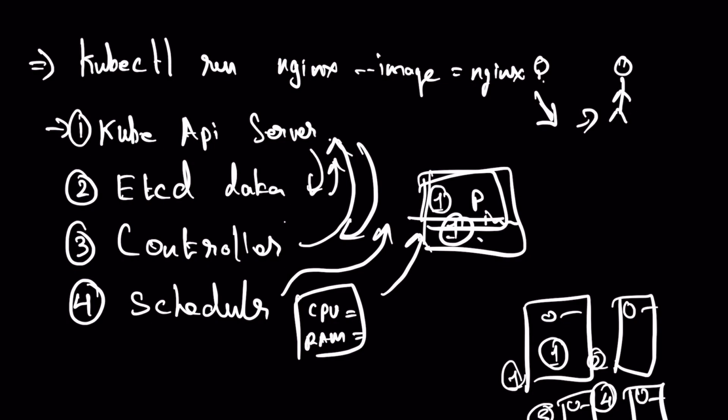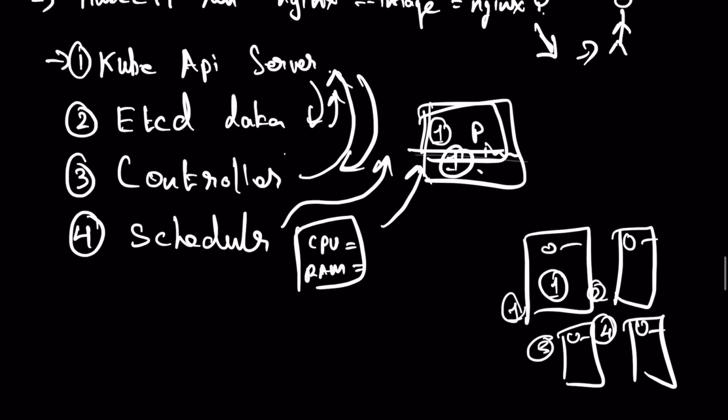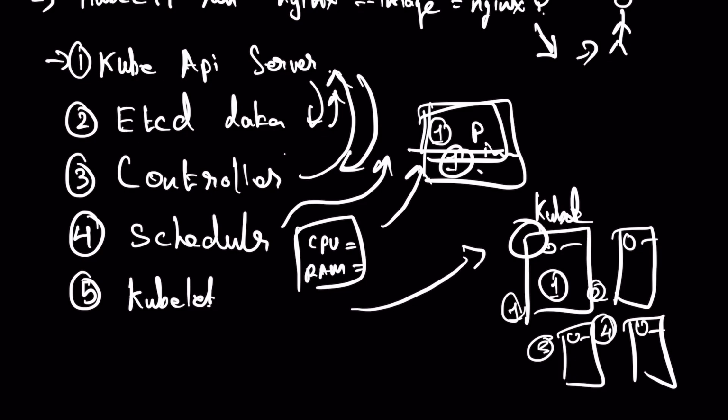Okay, so again, now what will happen? The controller manager will make a note of it, and now the Kube API server will send a request to the kubelet of node 1. Okay, this node 1 kubelet. So the request would be passed over to the kubelet of node 1, if scheduler has assigned node 1 as the priority where the container is going to be placed.